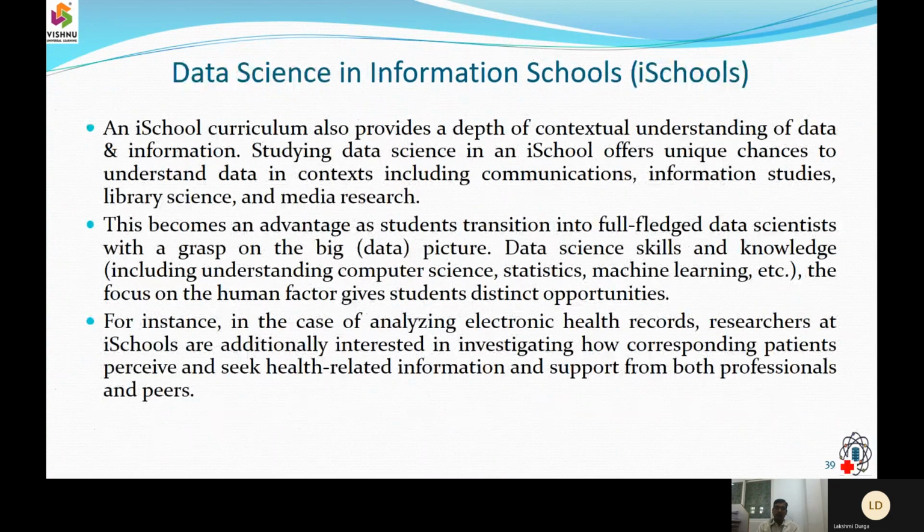After that, there is a case study where data science is used in the information school, which we call high schools here. Nowadays, a lot of schools are using data science for communication with the students, information studies, library studies, medical research, etc.